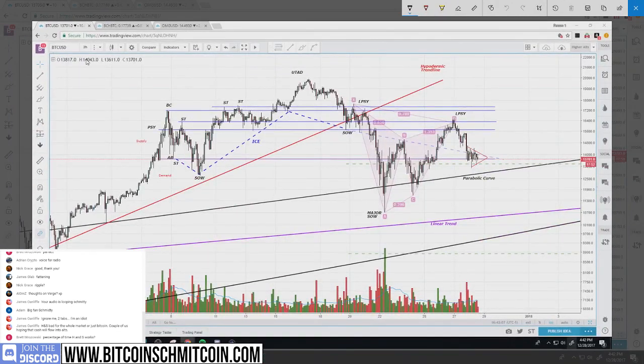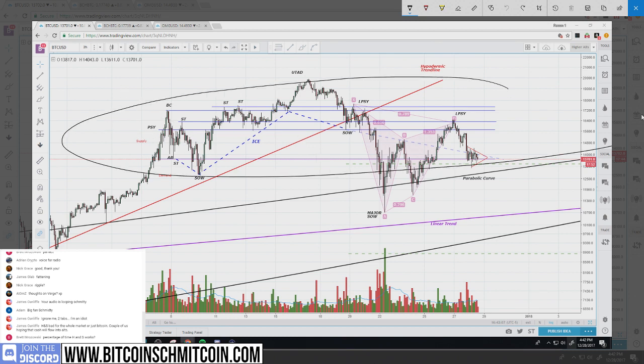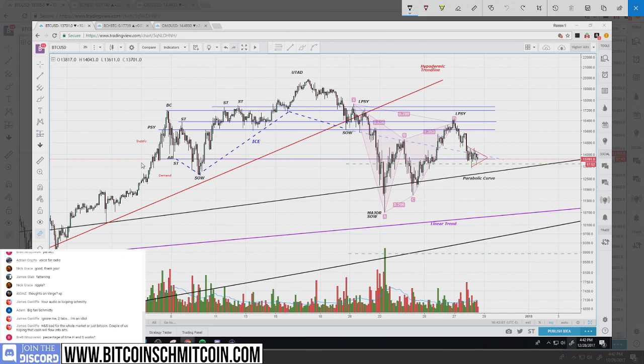Although I have all these crazy markings on here, like the PSY, all this stuff right here, all you really need to know is that this is making a distribution pattern in the form of a head and shoulders here. So I've got all this other stuff in here, but at the end of the day, this is just a fancy form of identifying the head and shoulders and increasing the confidence with it. So at the moment, it's looking like a head and shoulders here, right?